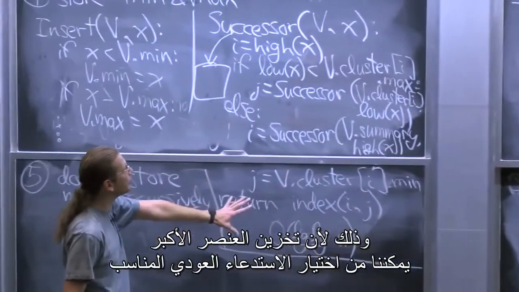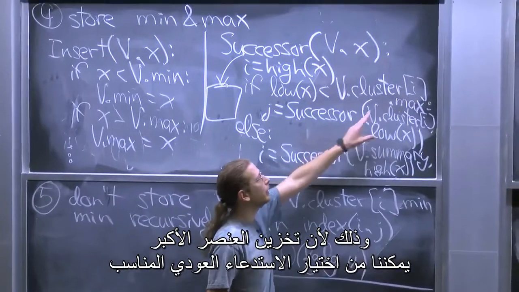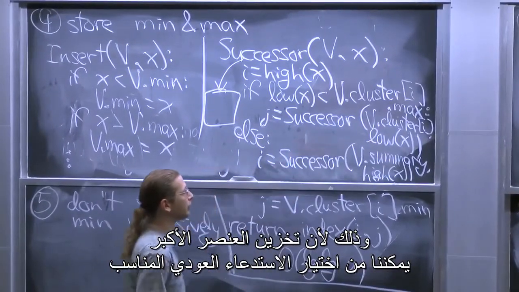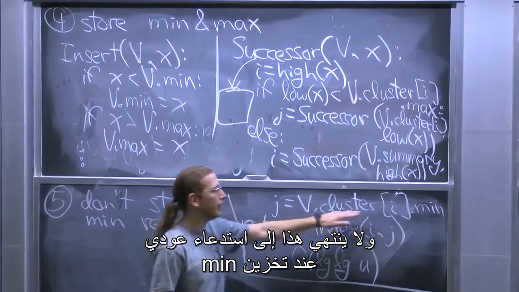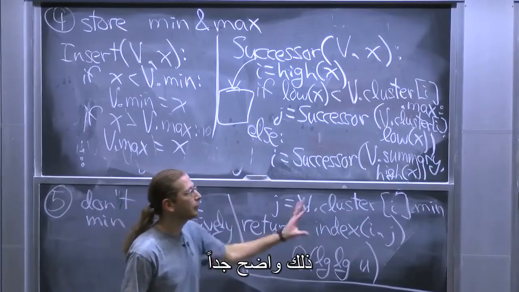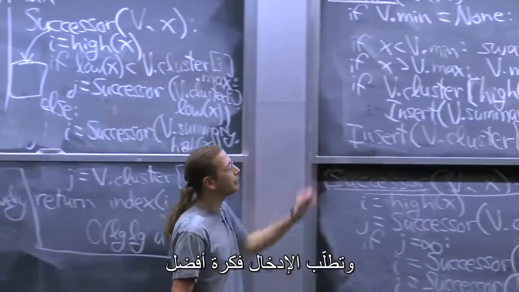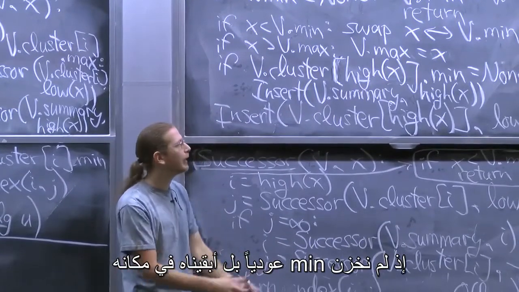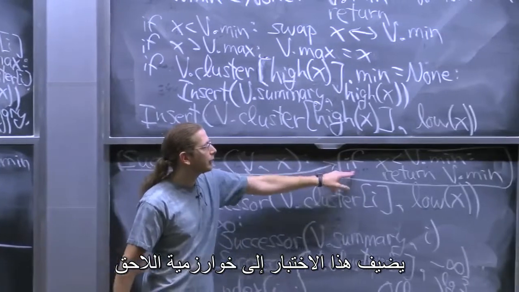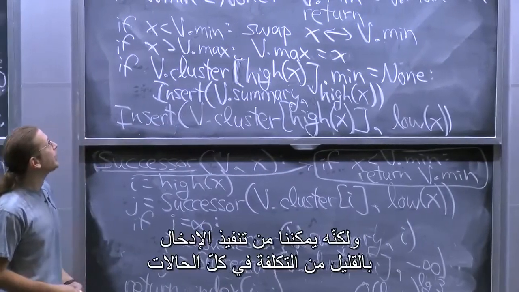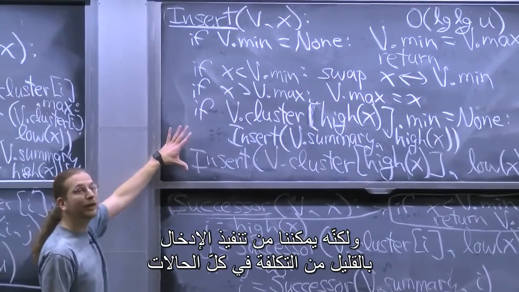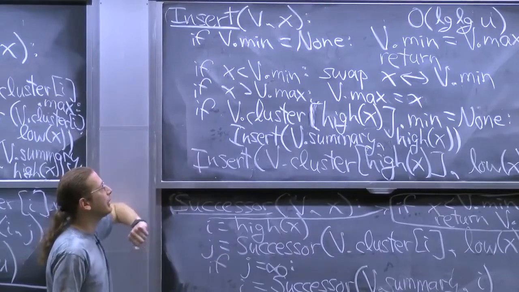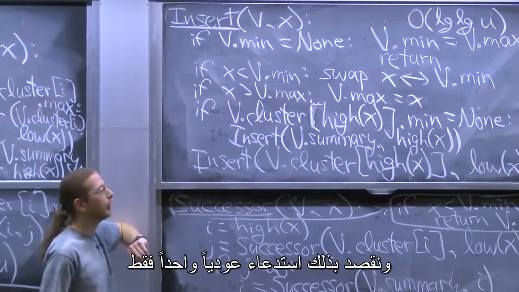The key idea here was if we store the max, then we know which of the two recursive calls we need to do. And if we store the min, this doesn't end up being a recursive call. So that's very clean. With insert, we needed this trickier idea that the min we're not even going to recursively represent. We'll just keep it there. That requires this extra little check for successor. But it allows us to do insert cheaply in all cases. Cheap meaning only one recursive call.